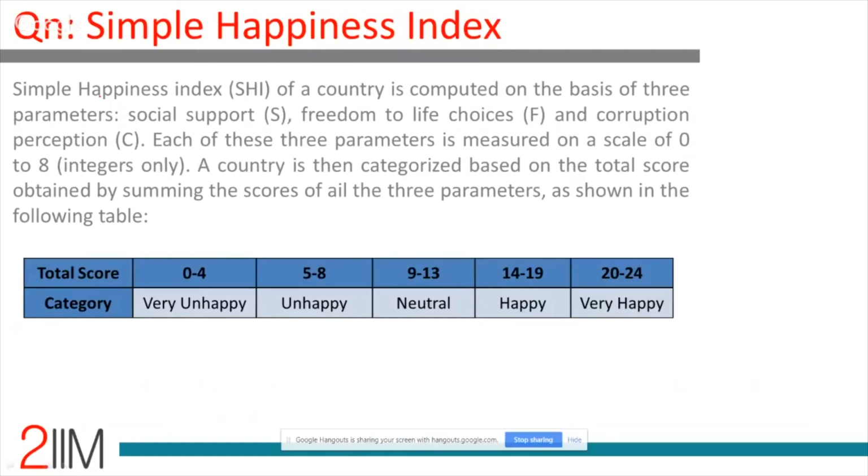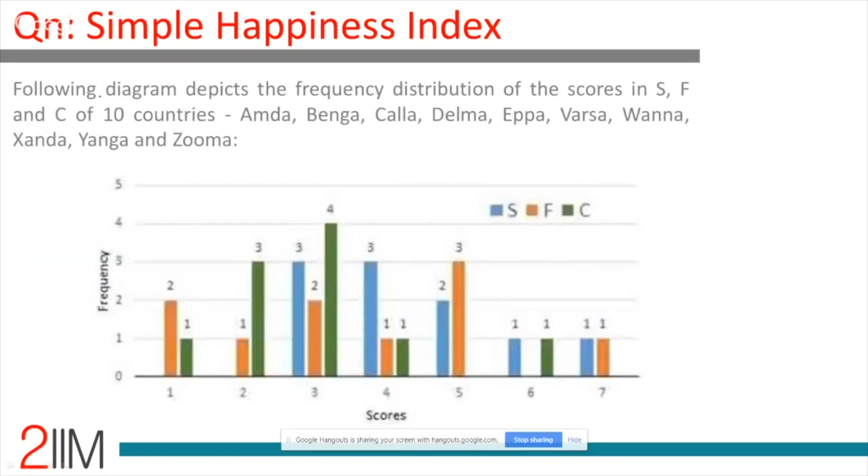Each of these 3 parameters is measured on a scale of 0 to 8, integers only. We're not dealing with a 6.5 or a 2 pi. A country is then categorized based on the total score obtained by summing the scores of all 3 parameters, as shown in the following table. 0 to 4 is very unhappy, 5 to 8 is unhappy, then neutral, happy, very happy. But this is not giving us much. Let's look at the data underlying that.